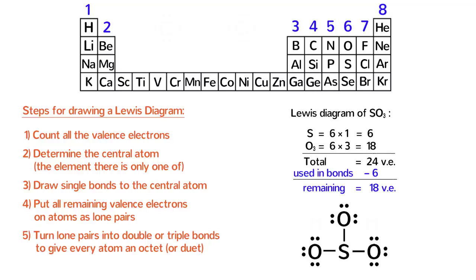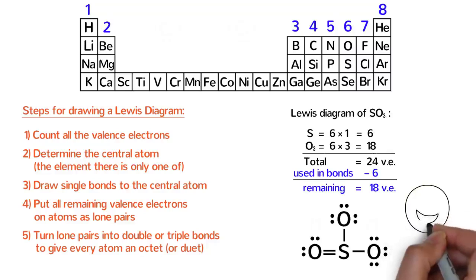So what can we do to make it happy? We cannot just give it more electrons since we don't have any more. Instead, one of the oxygen atoms can take one of its lone pairs and share those 2 electrons with sulfur in another bond. The double bond between oxygen and sulfur now makes every atom happy with 8 valence electrons. Be sure to follow these steps when drawing Lewis diagrams.